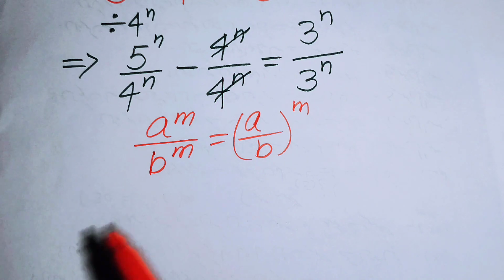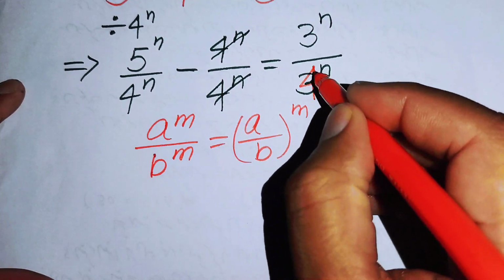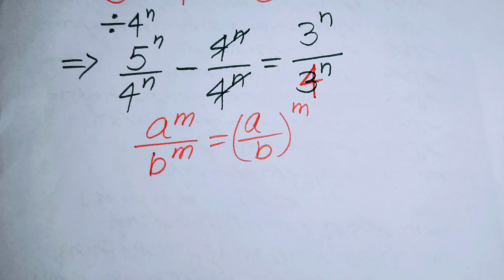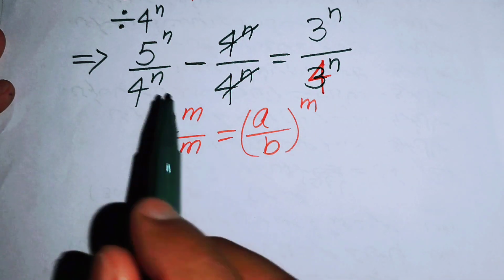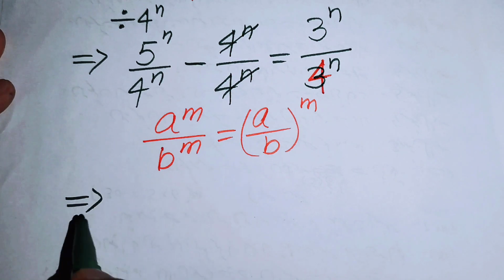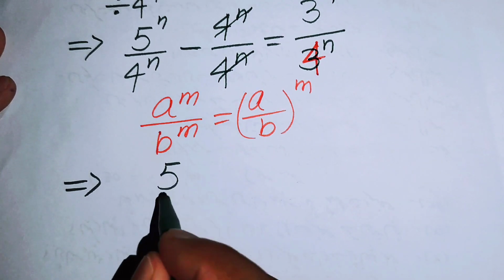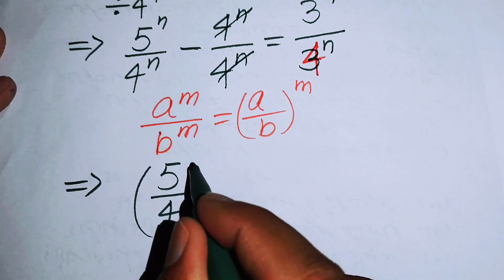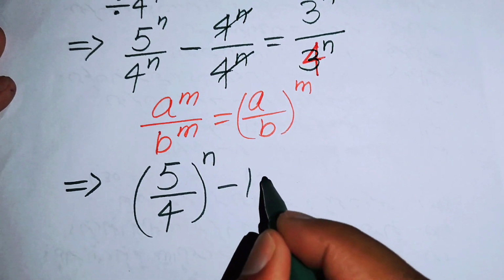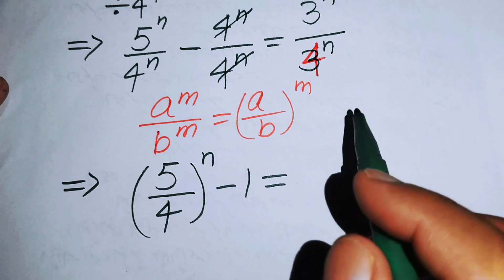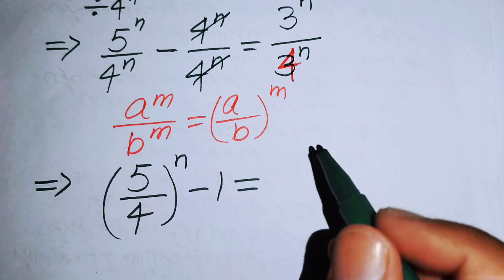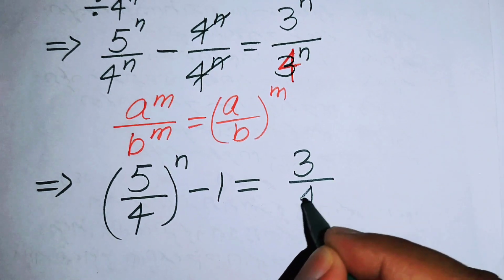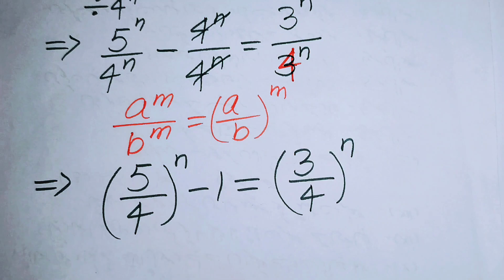We can apply this exponential law in the first expression, and you will get 5 over 4 to the power of n minus 1 is equal to, and now we can again apply this exponential law on the right hand side as well, and you get 3 over 4 to the power of n.